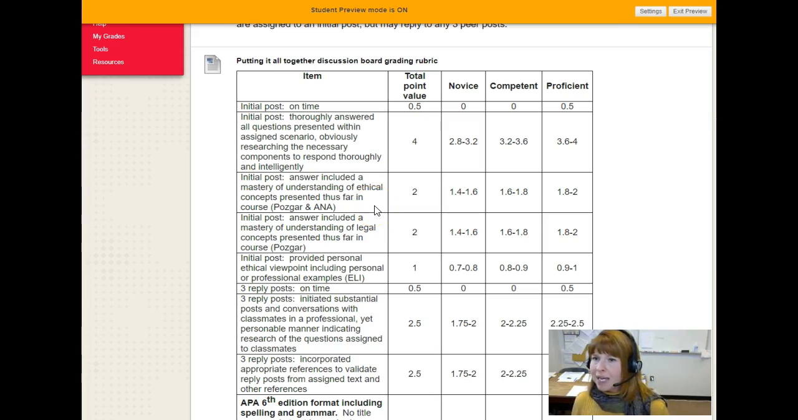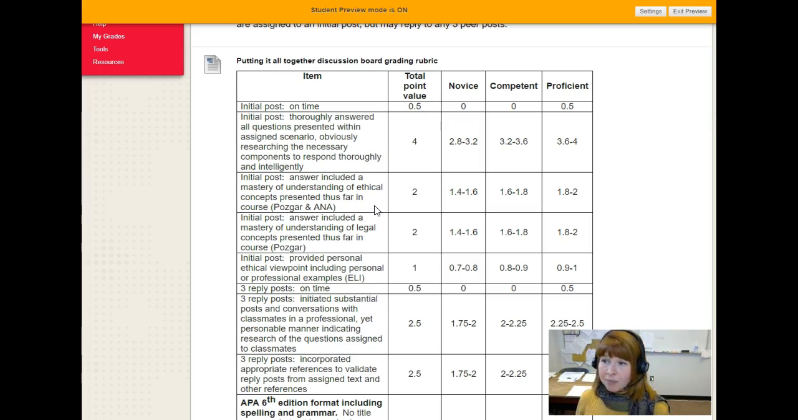Okay, your initial post answer should include a mastery of understanding of ethical concepts presented thus far in the course. And that information is going to be referenced right out of your textbook or the ANA Code of Ethics. So if you get to the end of your initial discussion board post and you haven't referenced your textbook and you haven't referenced the ANA Code of Ethics, there's a problem with your initial post and you need to go back and make revisions before you actually post it.